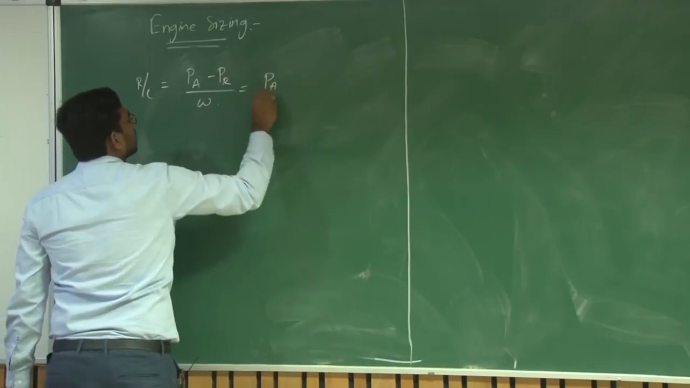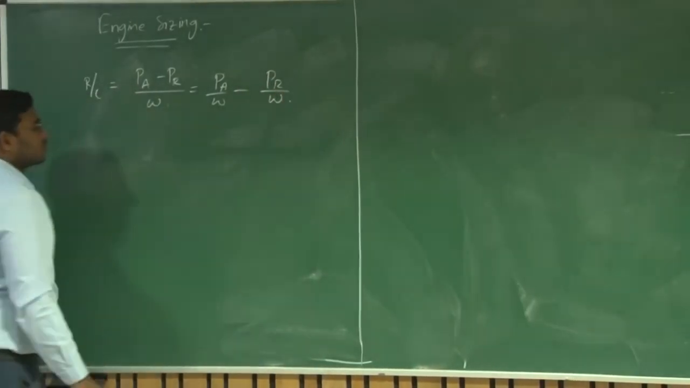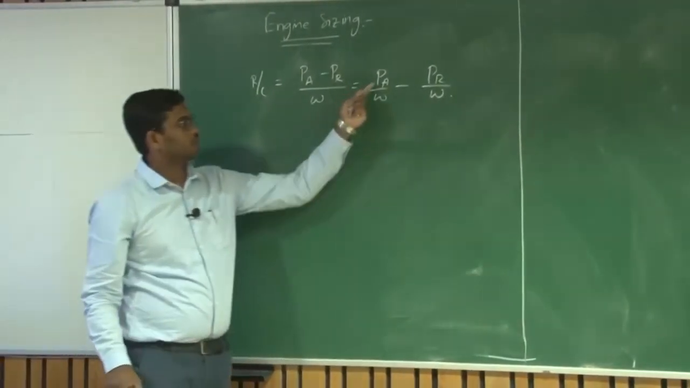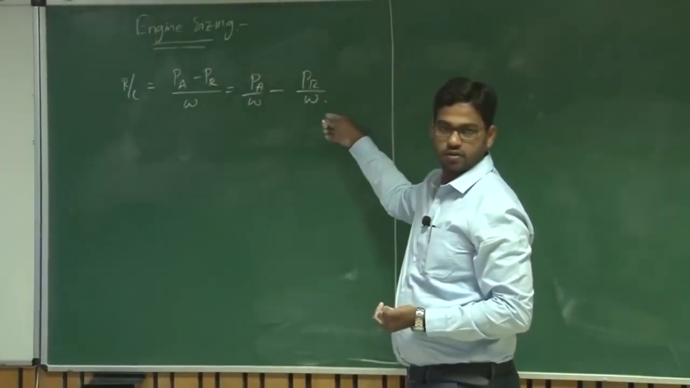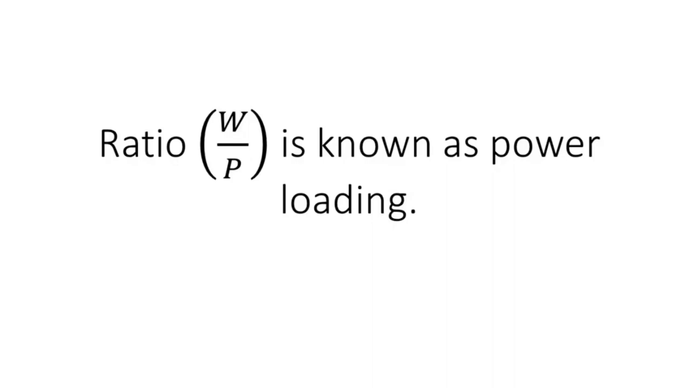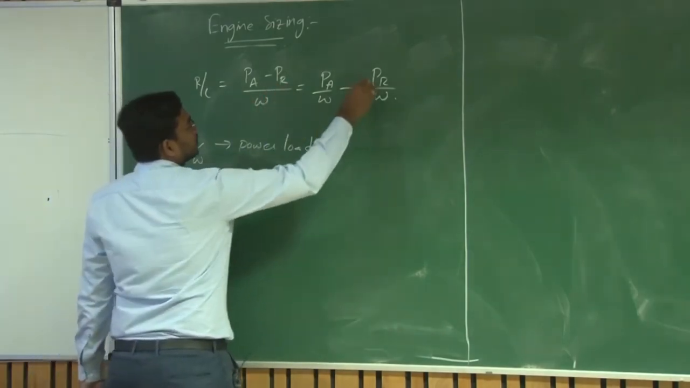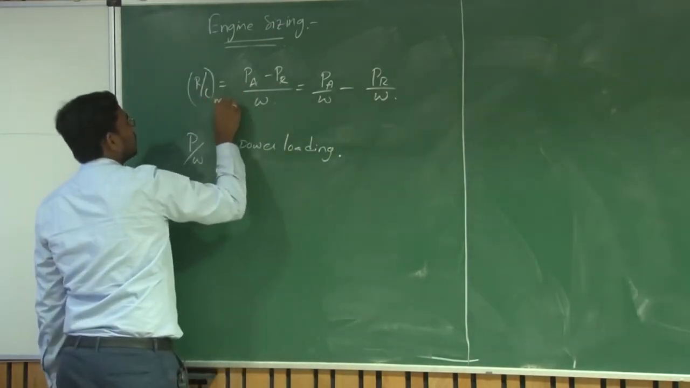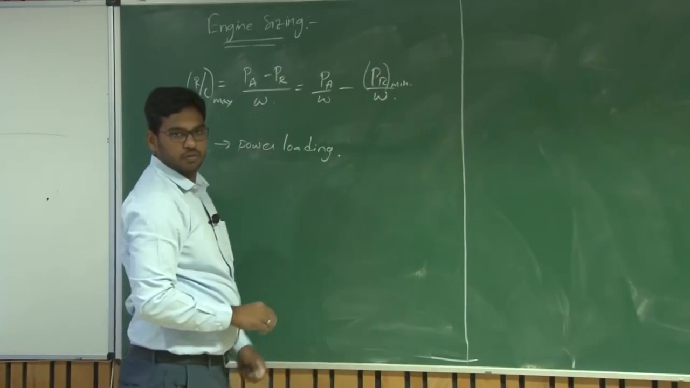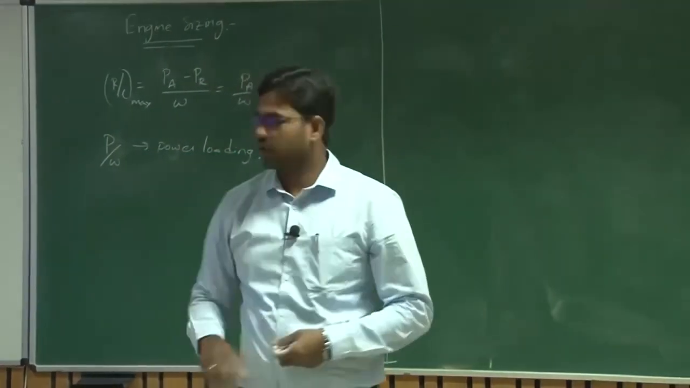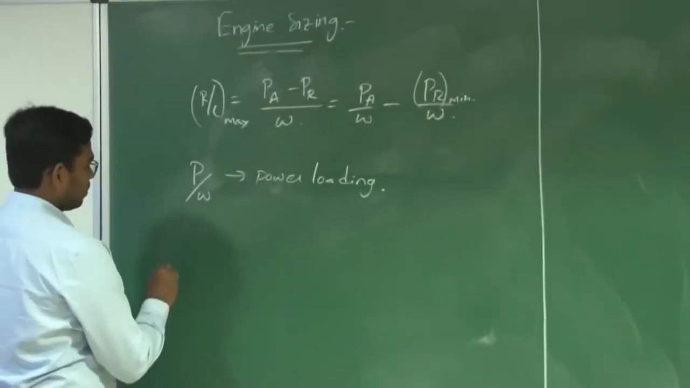So this I can express as, one more term to introduce is this, the ratio of power to weight is known as, right? Now the rate of climb depends upon the specific excess power. So for the maximum rate of climb, I need the minimum power required. Can we prove that? So what is rate of climb there?